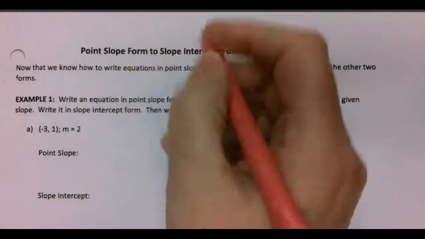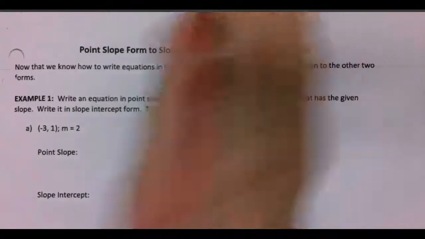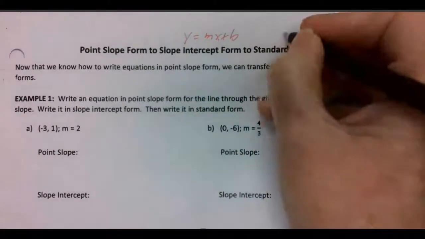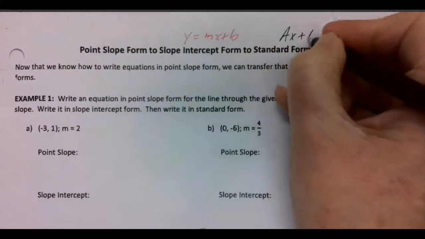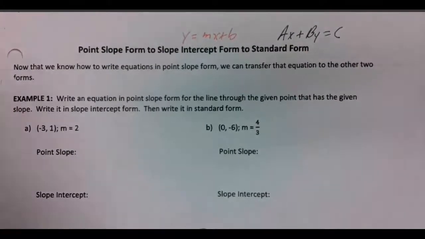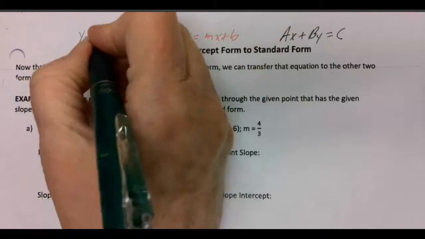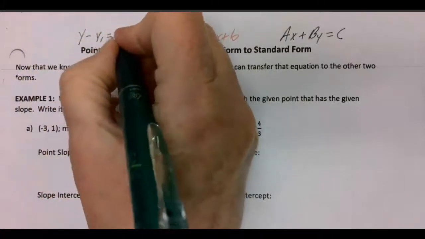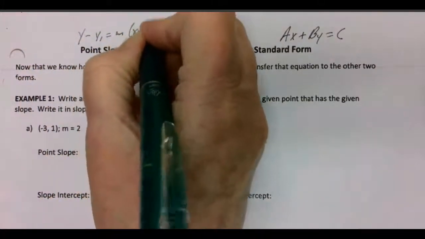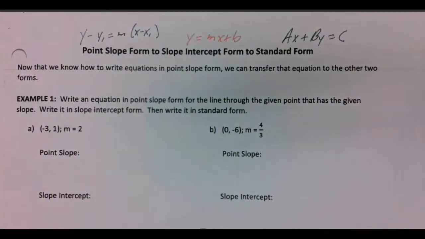Okay, slope intercept form, y equals mx plus b. Standard form, capital AX plus capital BY is equal to C. And then the one we learned yesterday is point slope form, y minus y sub 1 is equal to slope times x minus x sub 1. You need to know all three of these, and what we're going to practice today is to go from one to the other.